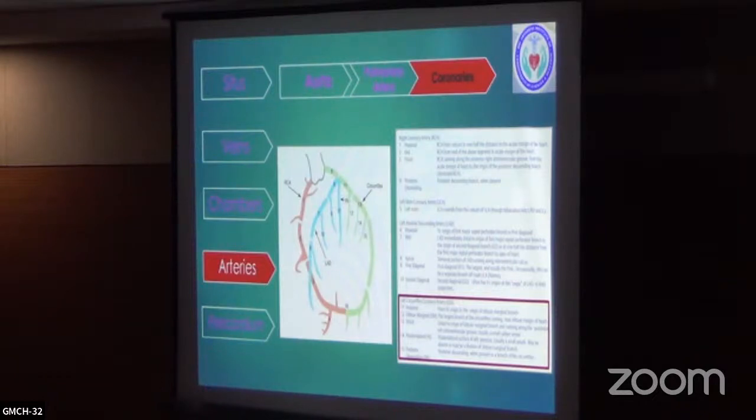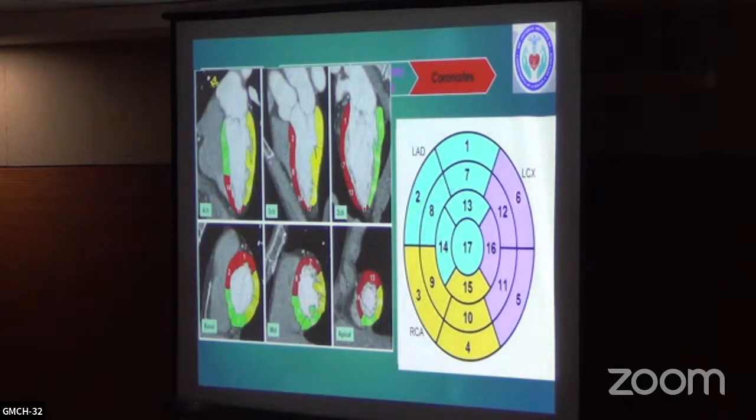And dominance, obviously, you guys know that it depends on where the PDA arises from. If the PDA arises from the right, it's the right dominance, more common. And if it arises from the left, it's left dominant. And if both of them give rise to branches that supply the posterior part of the heart, then it is called codominant.